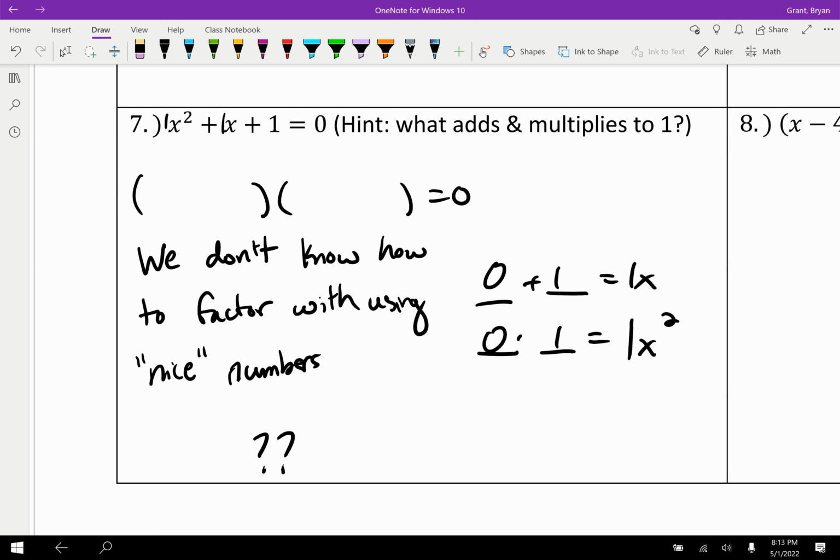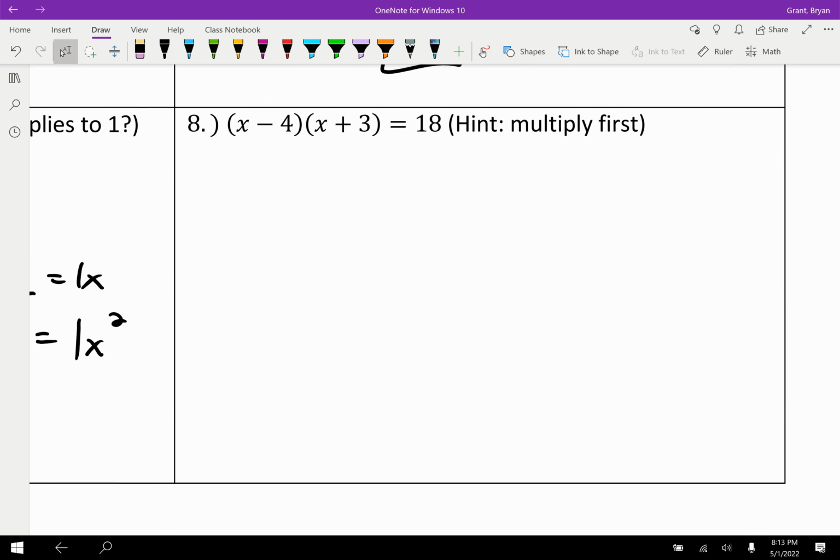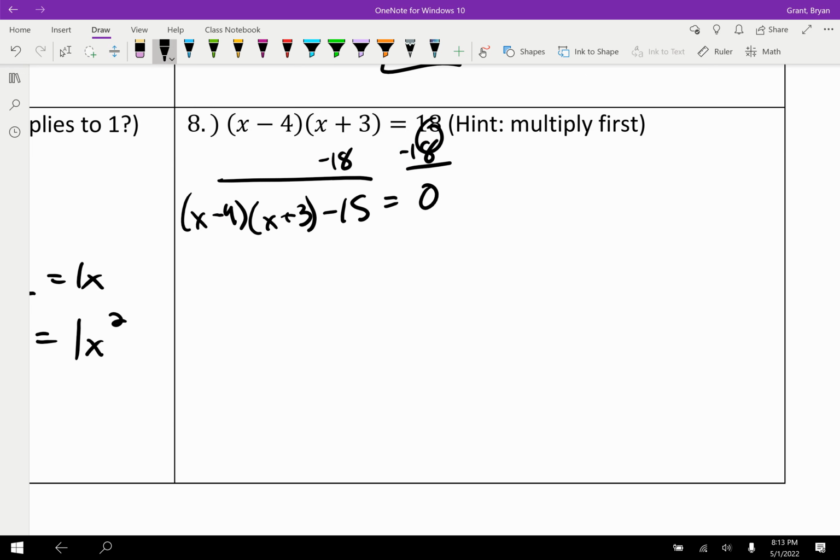Okay, last one. x minus 4 times x plus 3 equals 18. Well, this presents a bit of an issue because in order to use the zero product property, what does the equation have to equal? It has to equal 0. So you might be tempted to say, well, let's just subtract the 18 from both sides. I'm going to erase this shortly so I don't do too much. Well, that would give me x minus 4 times x plus 3 with a minus 18 at the end. Those aren't like terms. The 18 can't combine.